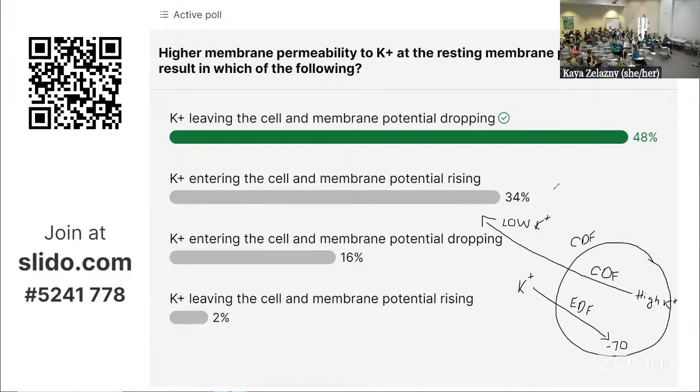So it's not that there's no force for potassium to go into the cell. It's that this concentration difference is so big and so strong that it's pulling potassium outside of the cell really, really, really strongly, even though this electrical driving force has a tendency to move potassium in. Okay.